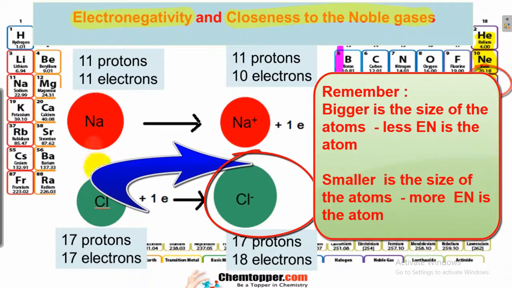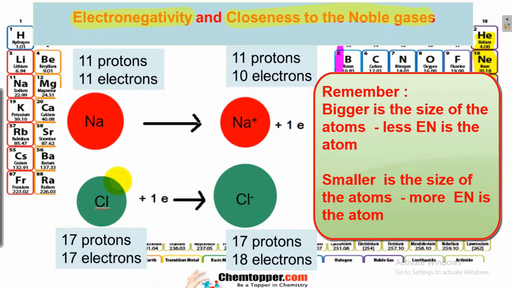So it's a non-metal. The bigger the size of the atom, the more tendency it has to lose electrons because valence electrons are away from the nucleus. So they are less tightly held, and less energy is required to remove them. The smaller the size of the atom, the less tendency it has to lose, and the more tendency it has to gain electrons because valence electrons are closer to the nucleus and are more tightly held by the nuclear charge.